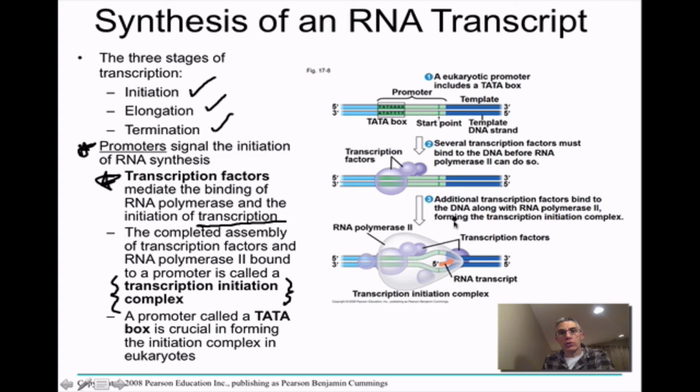And down here towards the bottom in step 3, again, the additional transcription factors are going to bind to the DNA along with RNA polymerase II. And this whole thing together is going to be considered the transcription initiation complex. And so that's the inclusion of the RNA polymerase II, again, as we said, the transcription factors, and of course the production of that RNA transcript.